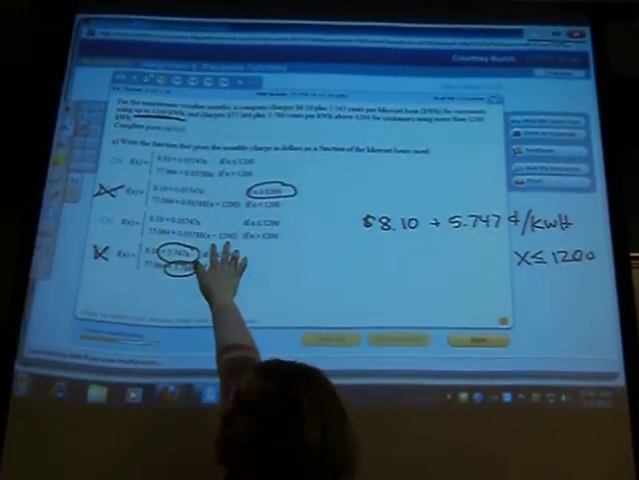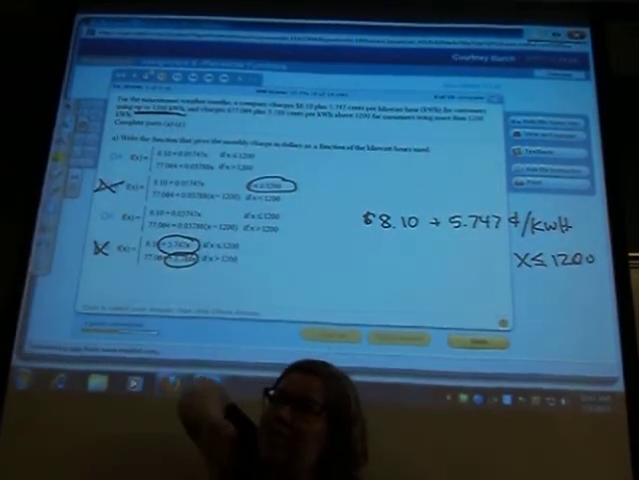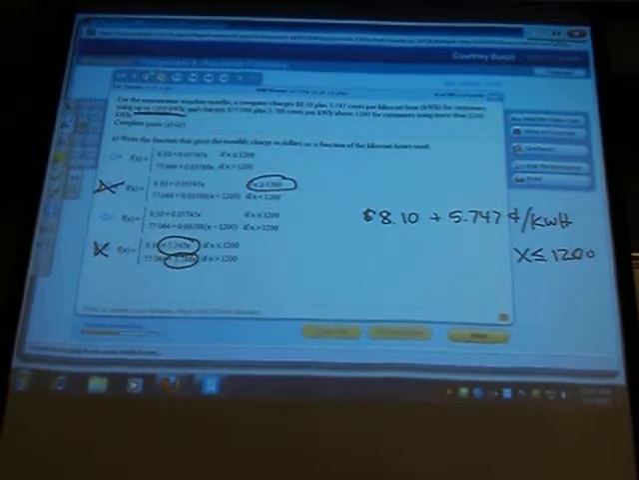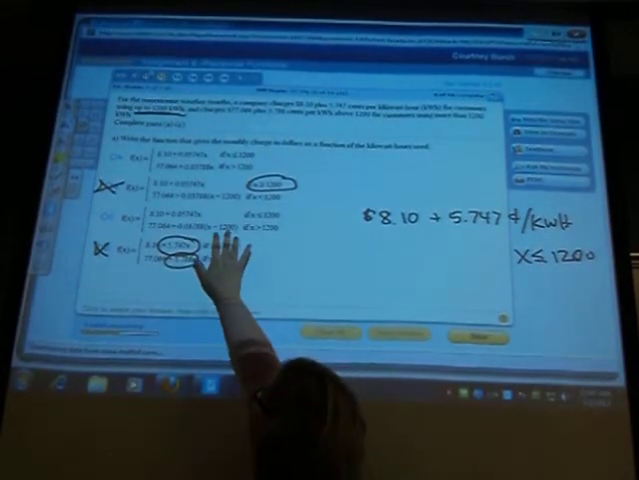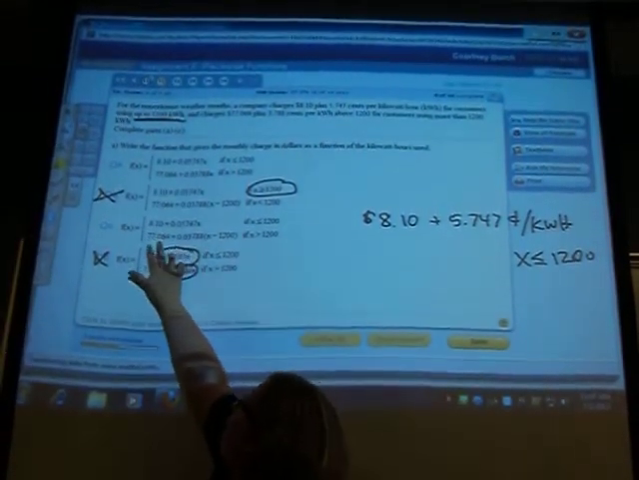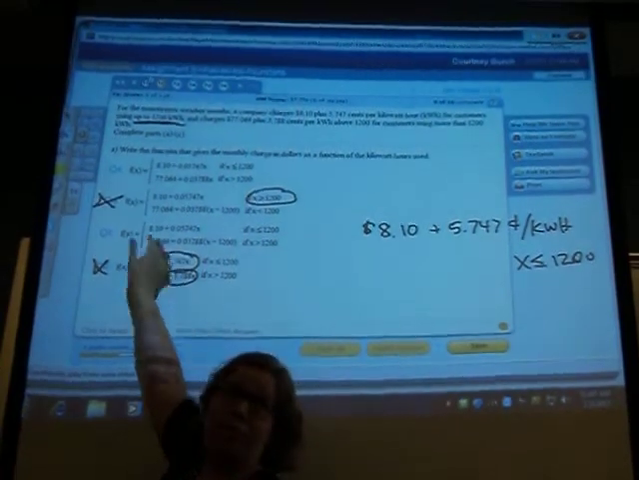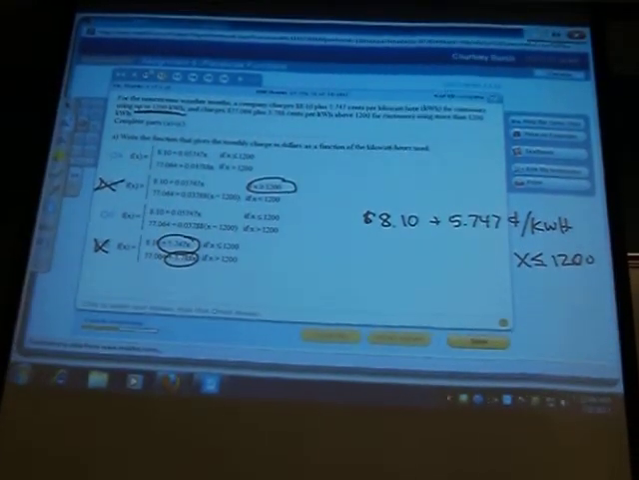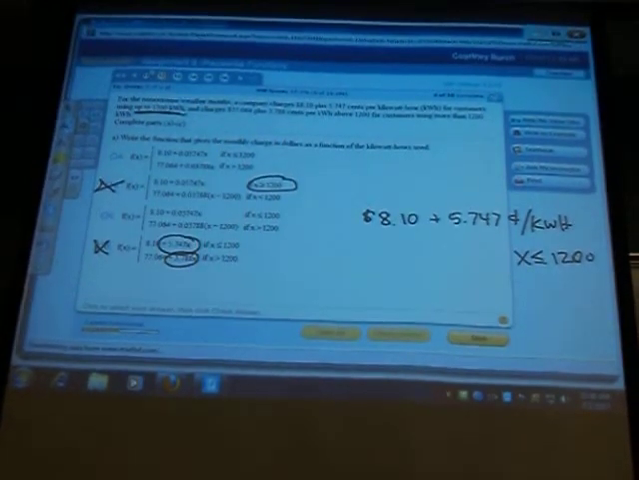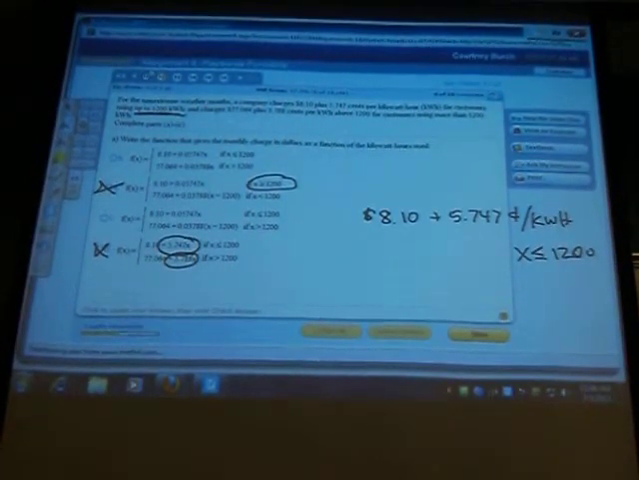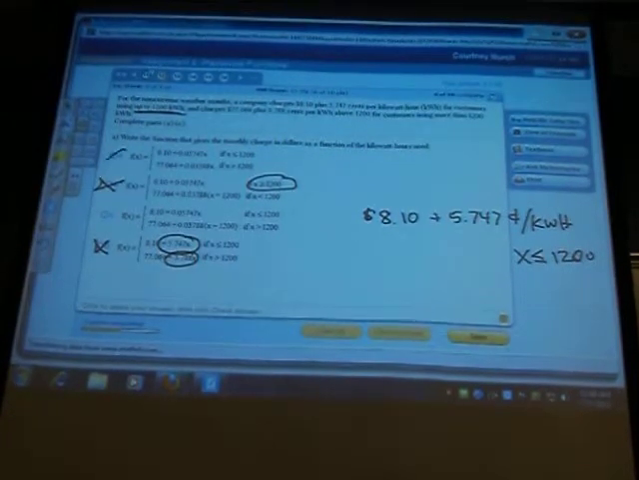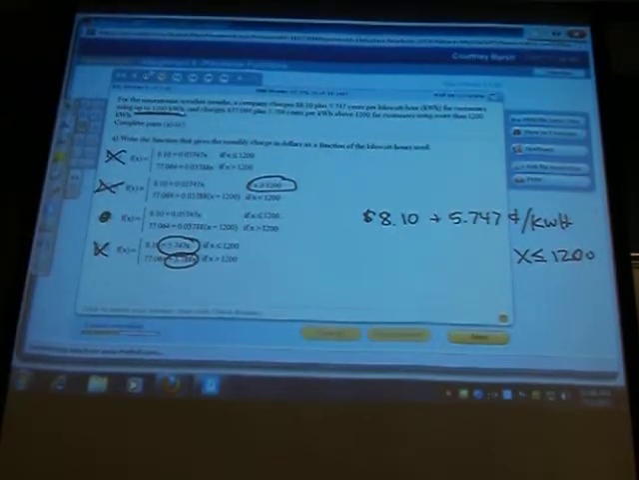So to pay for only the extra, you've got to subtract it. Okay? So subtracting it basically means you're only paying for the extra here. You already paid for the first 1200 in this number. That's where that number comes from. So A, you would be paying for the first 1200 twice. C is correct.